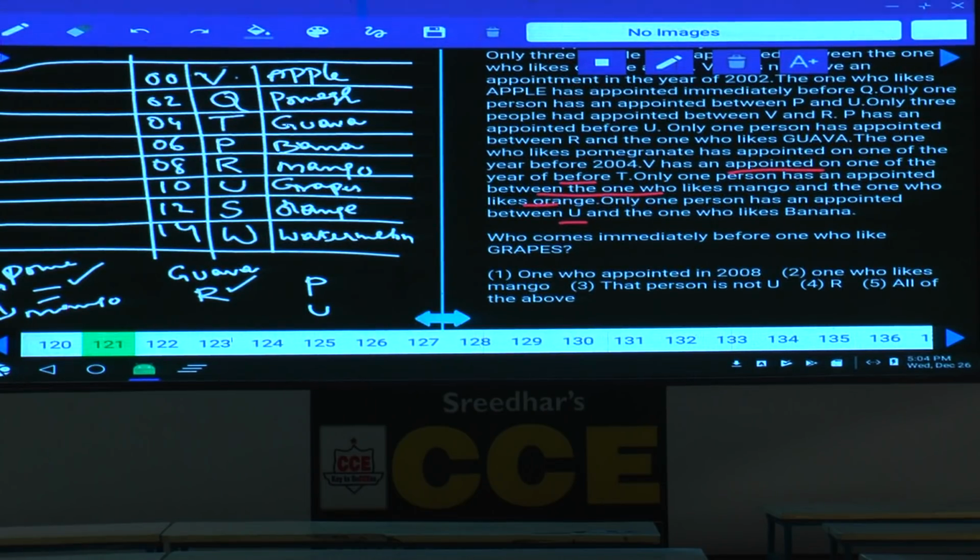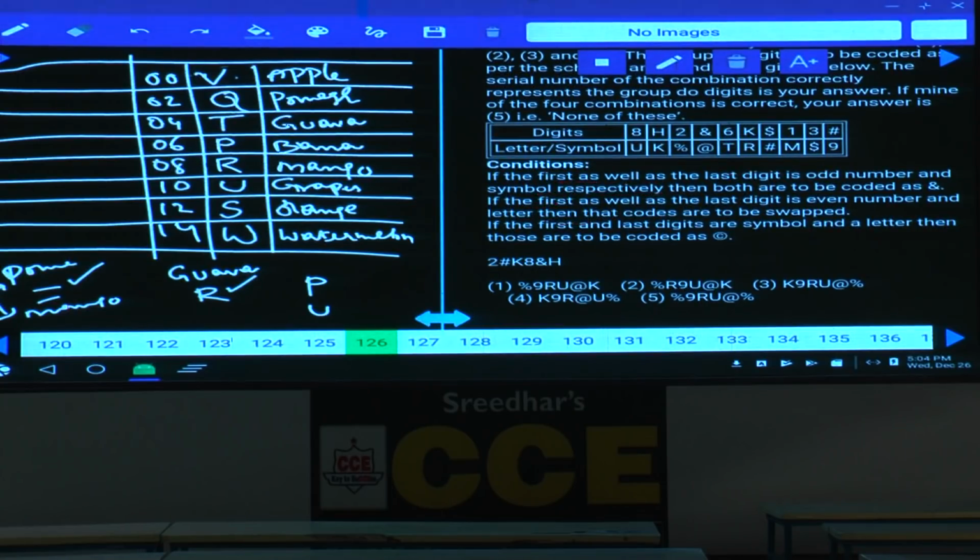After this, question numbers 126 to 130: coding and decoding, condition based. Now, if you observe here, all the three conditions are based on the first and the last symbol only, isn't it? The first and the last element. Anyone please? 126 to 130? Those who would like to have this one, please raise your hands.